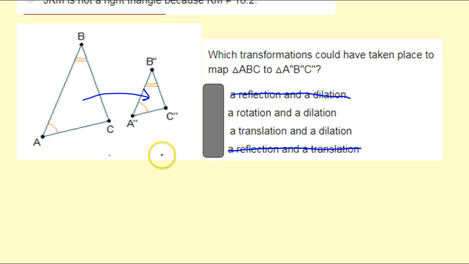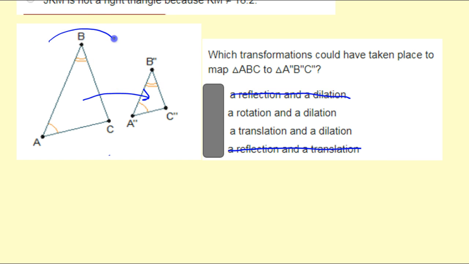If it was a reflection, then this picture would look more like this, and they'd be facing each other. So it's not a reflection. It's not a rotation either, because the position of the double marking didn't change.